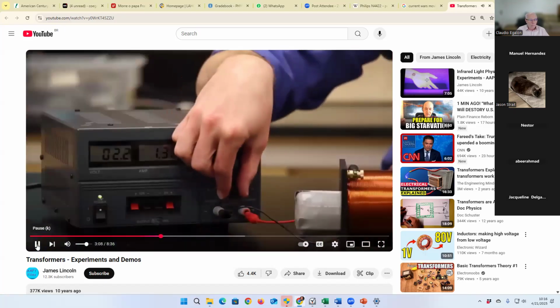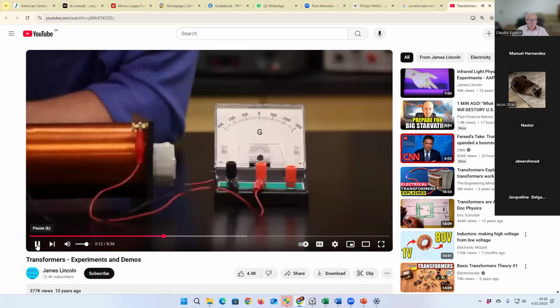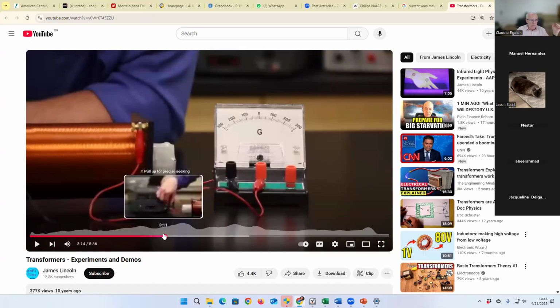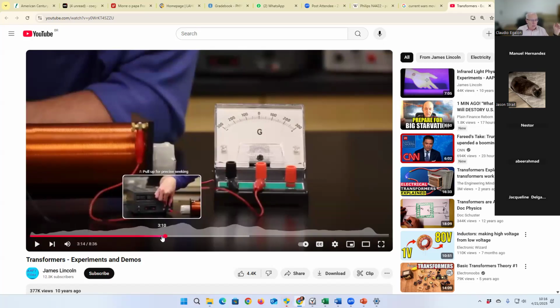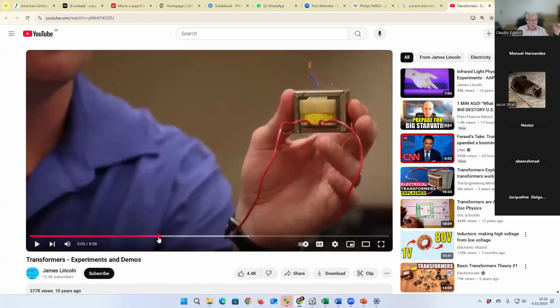Typically, a transformer is supplied with an alternating current, since if the magnetic field does not change, the transformer would not work. See what he's doing? He's changing the current in the power supply to emulate a generator. Okay, that's what a generator is. The generator is a device that changes the magnitude and the direction of the flow of the current. Let's go back here. What is he doing here?